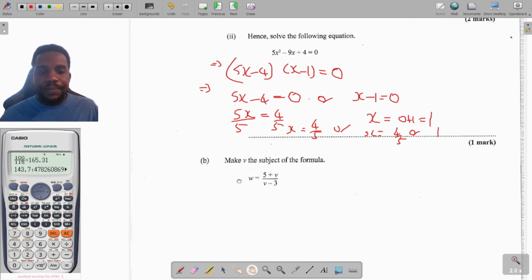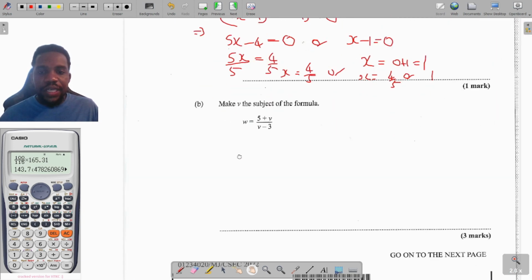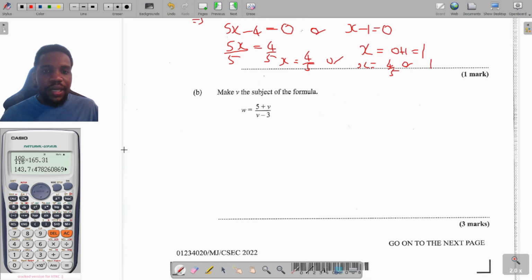Alright, B. It says make V the subject of the formula. It's just another way of saying solve for V. Now notice you have V all over the place. So the first thing that I need to do is to group these two things, right? Now, because this is a fraction, I'm going to make it easy by putting W over 1, because that doesn't affect the fraction at all. Now, why did I do that? Because I can simply cross multiply right now to get rid of this fraction.